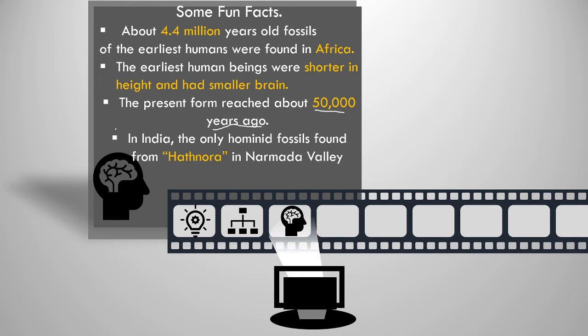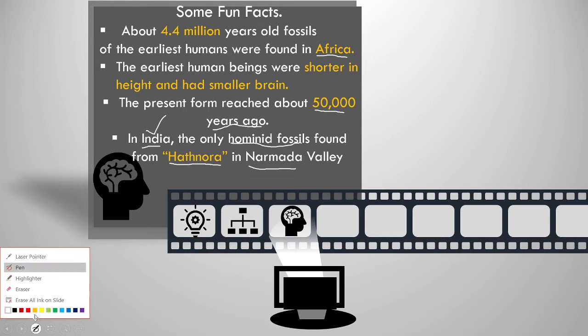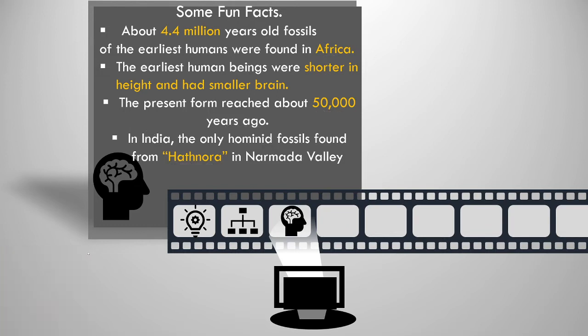Alright. So, point number 4, in India. Not only in Africa but in India also, some hominid fossils were found. Hominid means a little version of ape and a little version of human. So that is known as a hominid fossil. Okay? The hominid fossils in India were found at Hathnora. So where is this Hathnora? Hathnora is in the Narmada Valley of India. Okay? Hathnora is near the Narmada Valley, which is situated in India. Alright? Great! That's nice. Now let's have a look at Paleolithic Age.